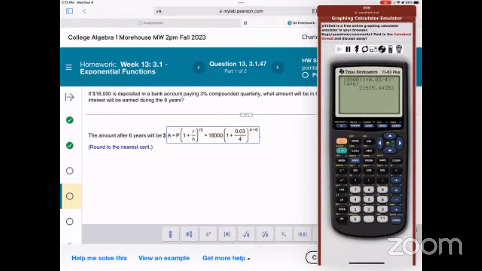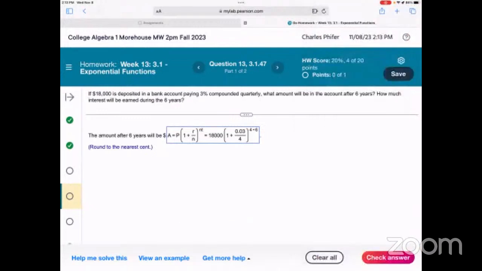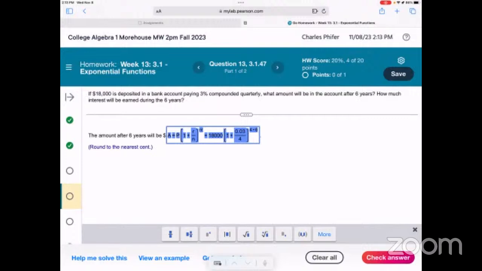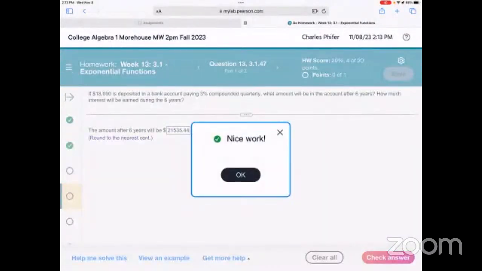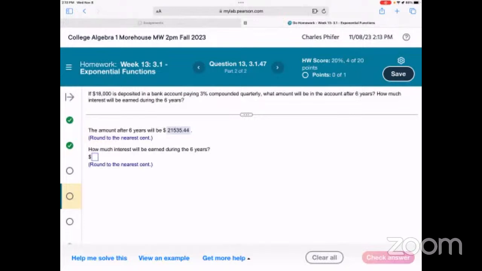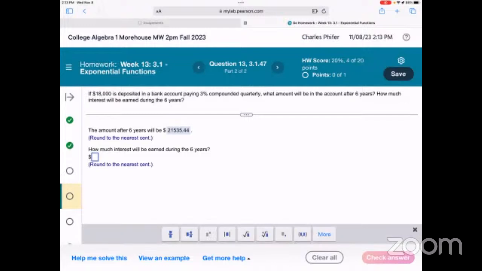Round to the nearest cent, 44 cents. So 21,535.44. Okay, and then the interest earned is what? 3,535.44. Okay, I think that's good.